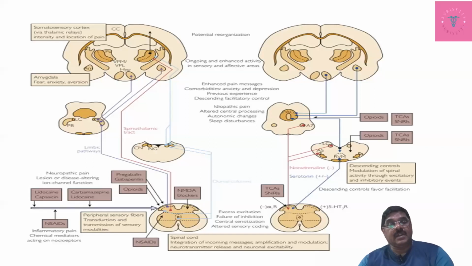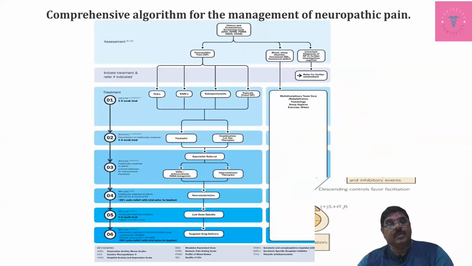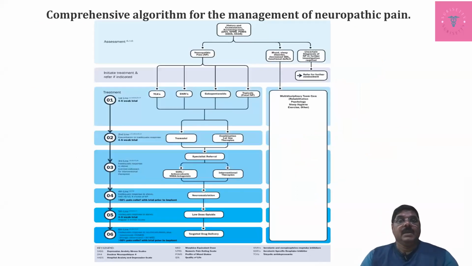If medication, these are all the different drugs used for the different sites and for the different pathophysiological changes. So broadly, the management of neuropathic pain is divided into 6 steps: step 1, step 2, step 3, step 4, step 5, step 6. In step 1, after making the definitive diagnosis, we use tricyclic antidepressants, SNRIs, gabapentinoids, and topicals, like topical capsaicin. In step 1, they will try for 4 to 6 weeks.